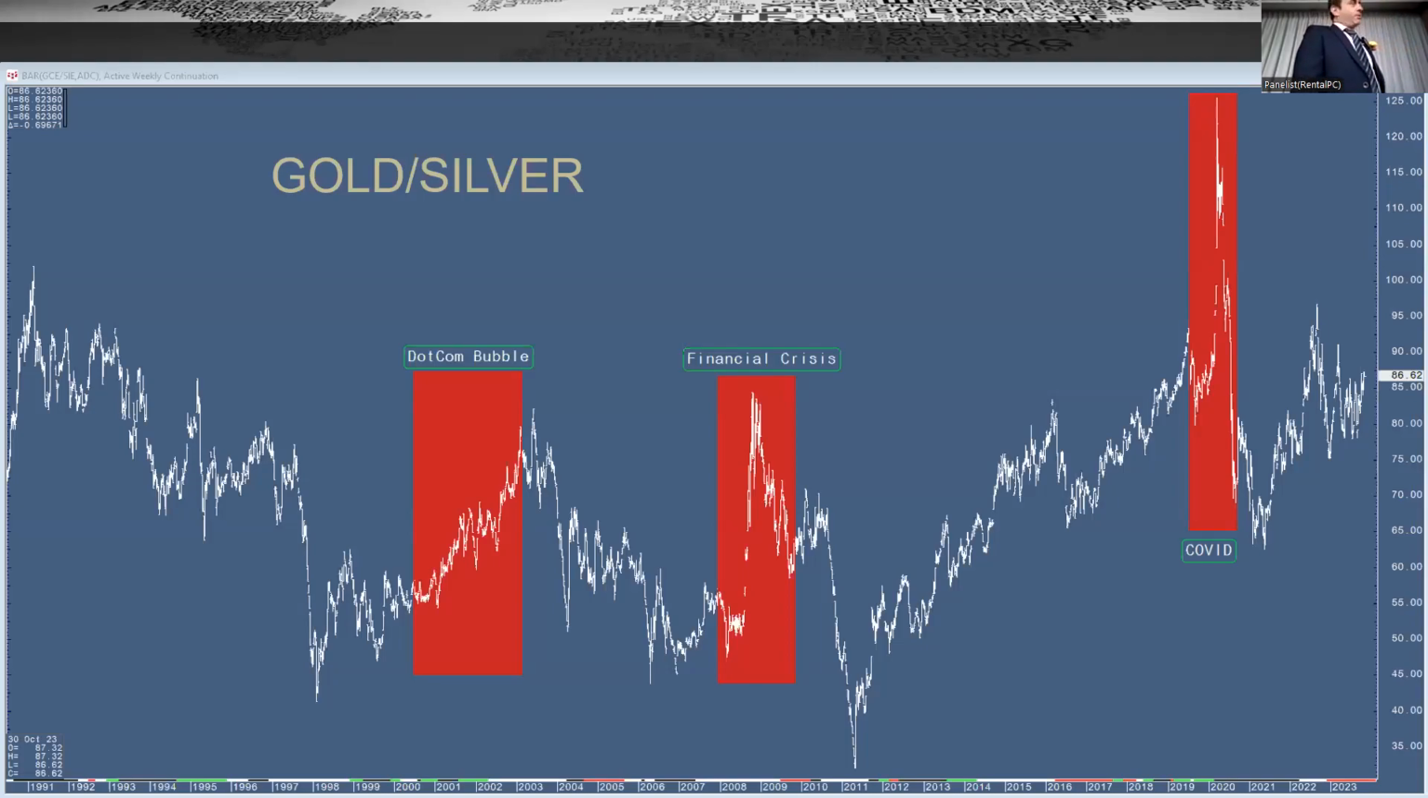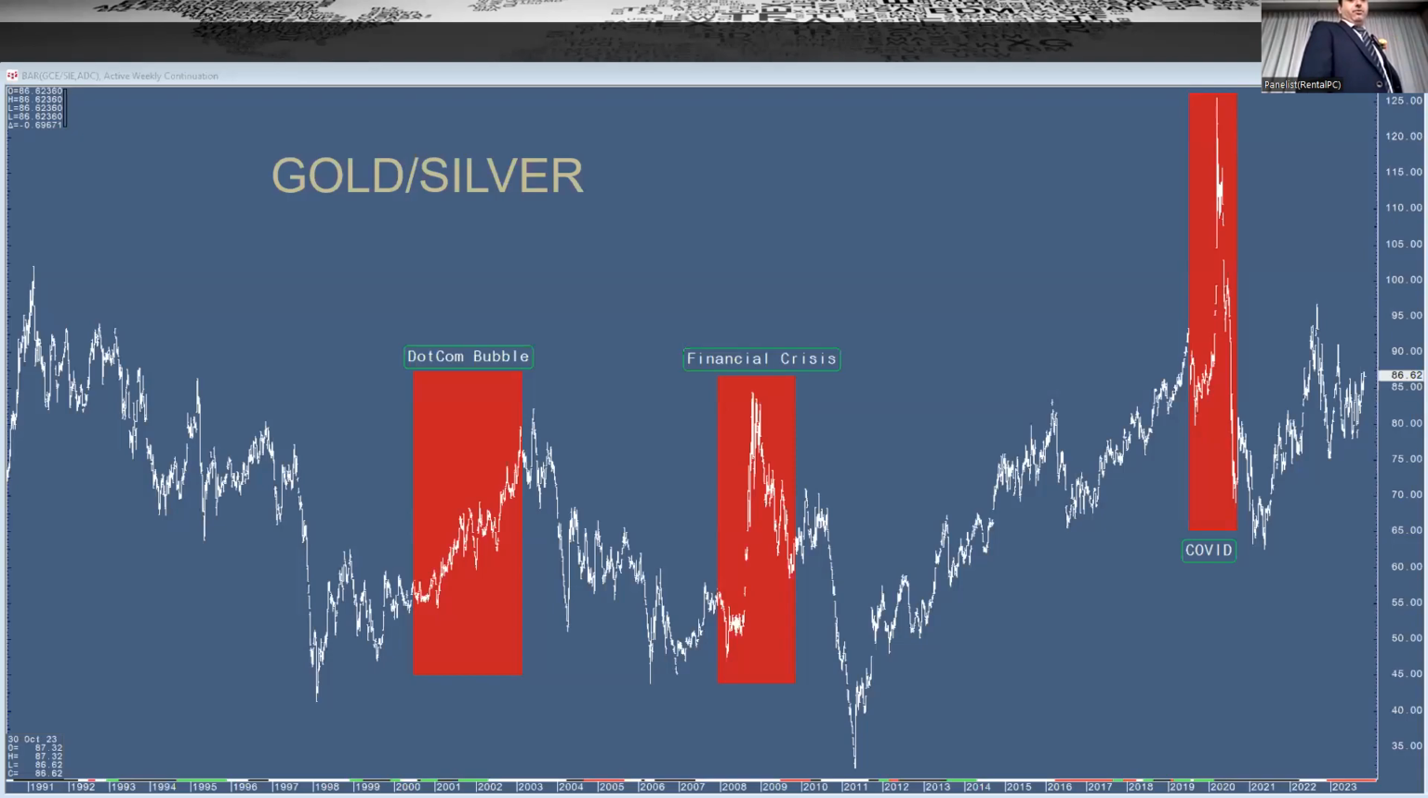So what we're seeing here is purely the gold over silver price, and we can see a chart here of the spread going back to 1991, so quite some history. We can see that it's been reaching some interesting points over periods like the dot-com bubble, the recent financial crisis, and obviously at a peak during the COVID outbreak when we reached $125.